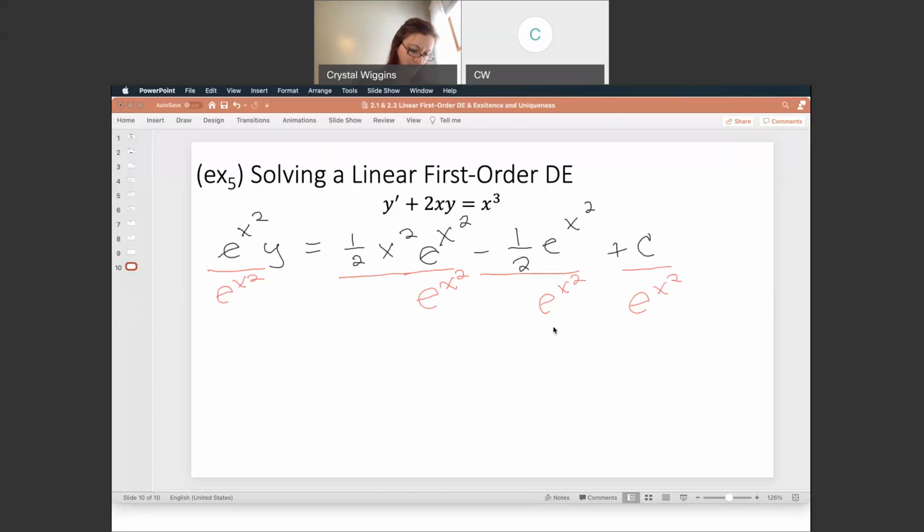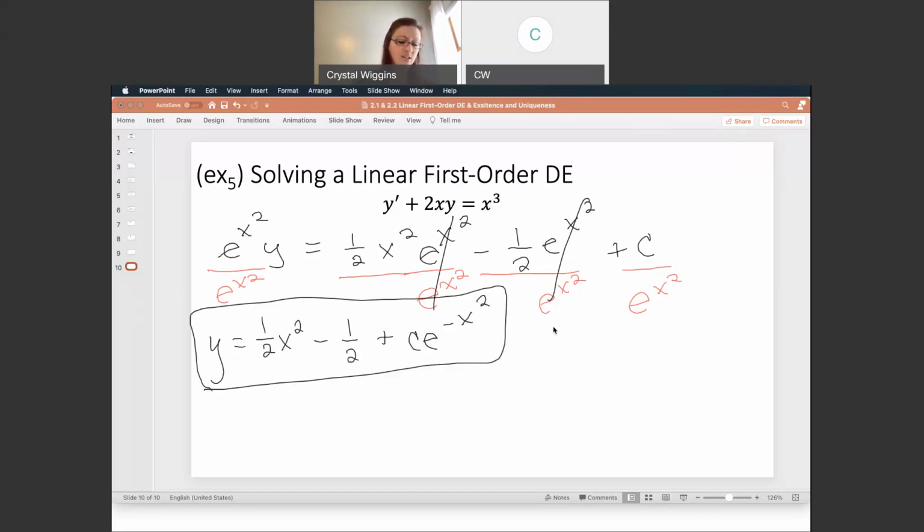And we get the solution y equals 1/2 x squared minus 1/2 plus c e to the negative x squared. Again, the negative exponent for the exponential is perfectly fine. Now, when we take a look at the interval of existence, there is no restrictions on the x, so our interval of existence will be negative infinity to infinity.